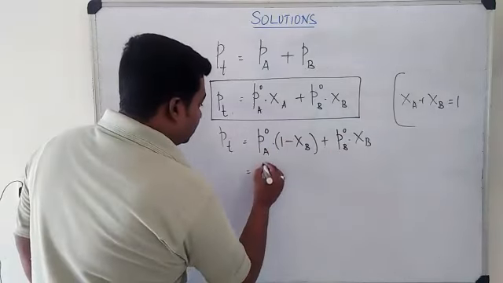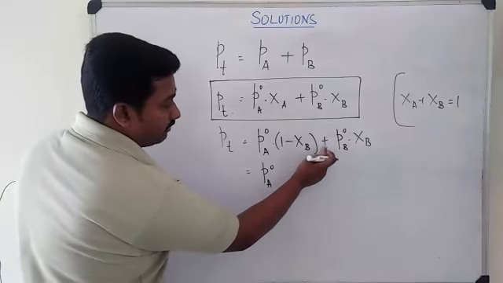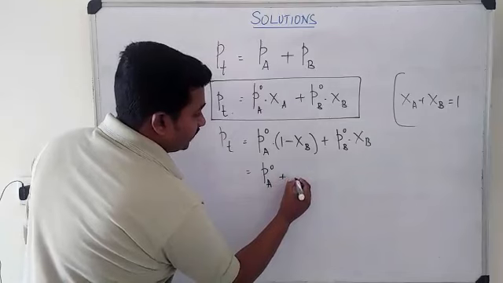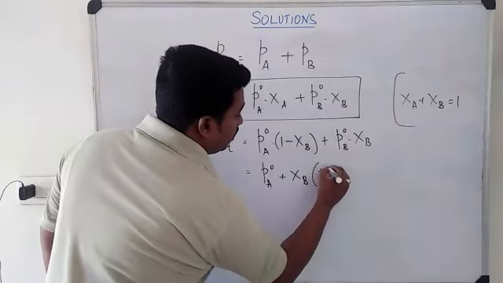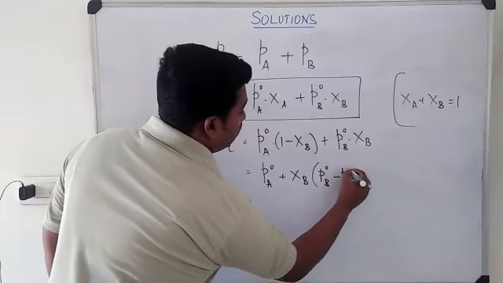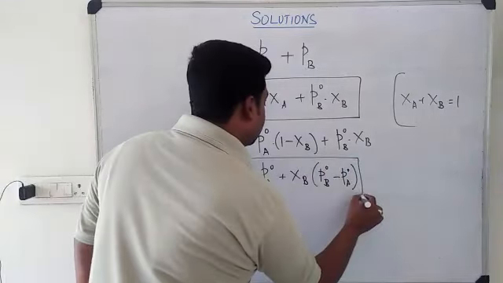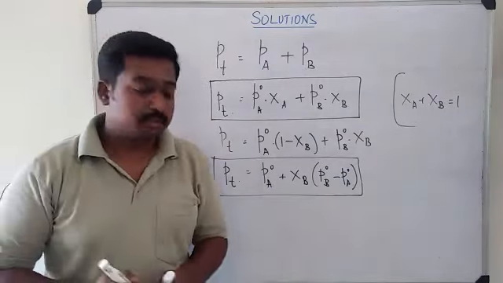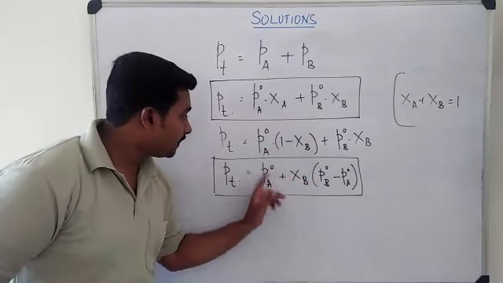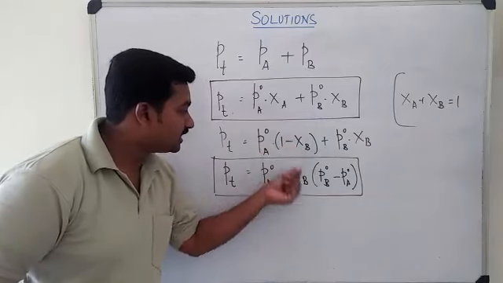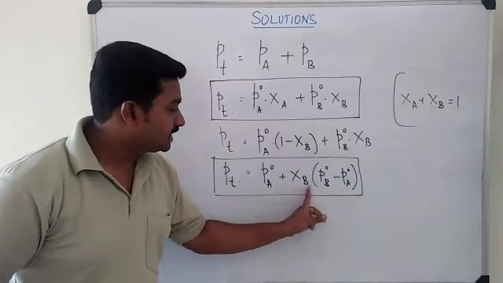So, if I further simplify this, it is going to be P naught A. P naught A into 1 is P naught A. I will take from this term now plus XB I will keep common factor into PB naught minus PA naught. If you are quick in mathematics, you will easily understand how I did this, right? Because multiply these two terms, you will get PA naught here, PA naught XB, minus is there, which I have taken here, minus PA naught XB, PB naught XB, it is here only.